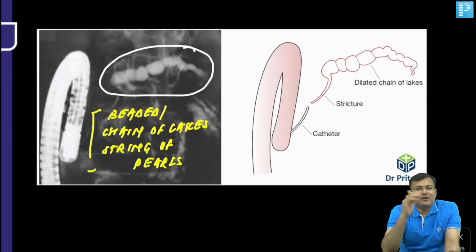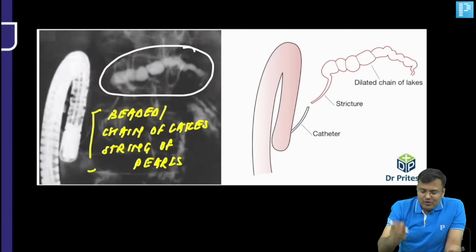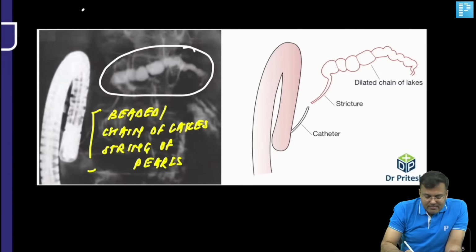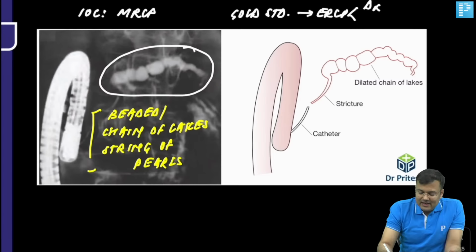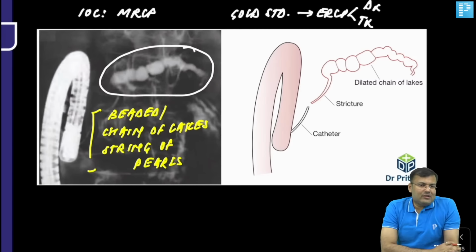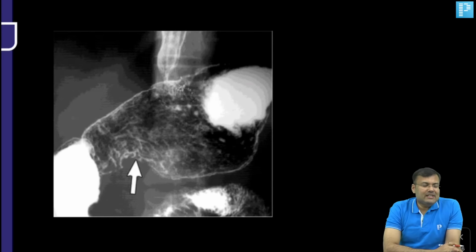Guys, it is MRCP because MRCP has better sensitivity than ERCP. ERCP is diagnostic and therapeutic, that is why ERCP is the gold standard, but investigation of choice is MRCP. So, remember one thing, in chronic pancreatitis, investigation of choice for diagnosis is MRCP, and the gold standard is ERCP. Why is ERCP the gold standard? Because it is diagnostic and therapeutic. Clear?